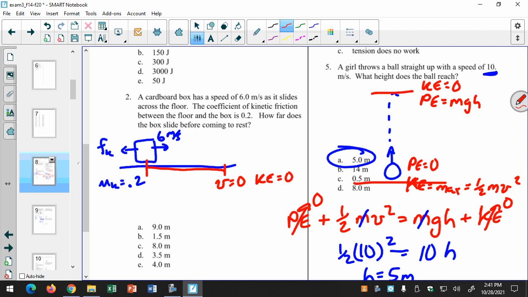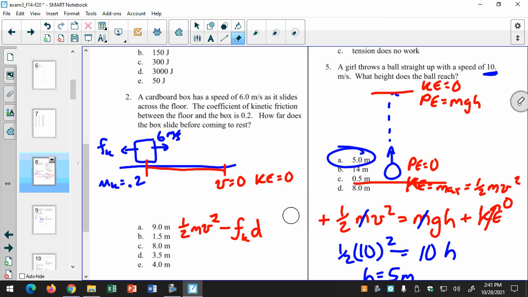So the total energy is 1/2 mv squared minus the work done by the frictional force, which I'm going to call Fk times d. That's equal to 0. Okay, so here, the first term is 1/2 mv squared. That's the kinetic energy. I think you're asking about the second one, right?